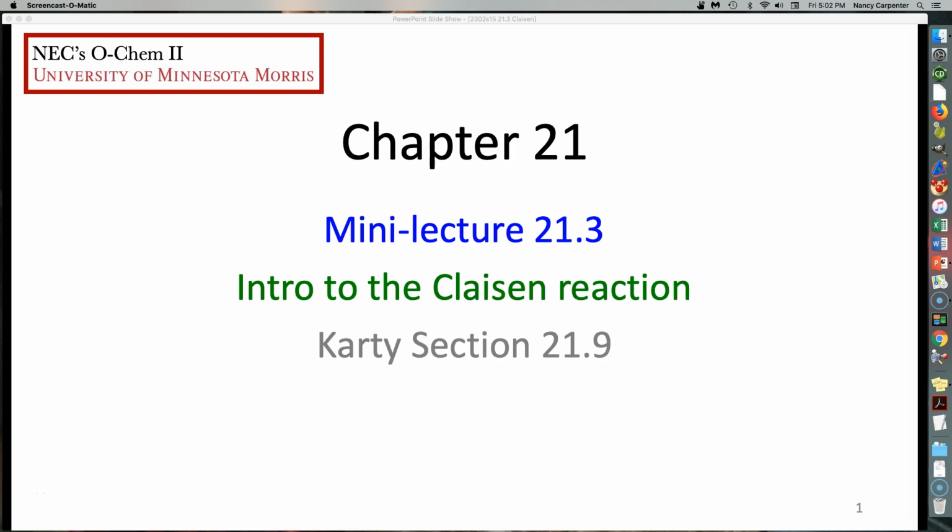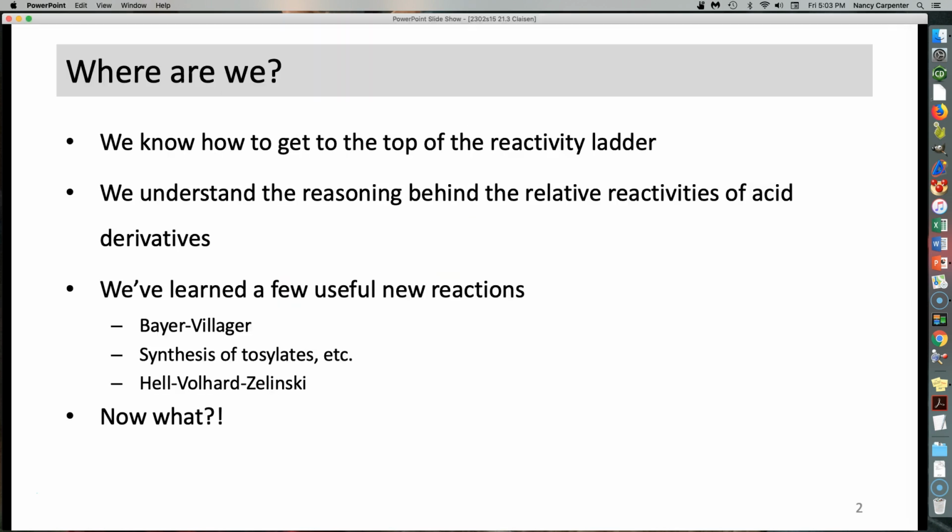All right, let's keep plowing through Chapter 21, which I hope is providing some interesting new organic chemistry for your synthetic toolbox, but also providing a fair amount of review. Where are we? Well, I guess the most important thing that has come from Chapter 21 is learning how to get to the top of the reactivity ladder so we know how to interchange all these carboxylic acid derivatives. So I now know how to make acid chlorides from my carboxylic acid, and from acid chlorides I can make just about anything.